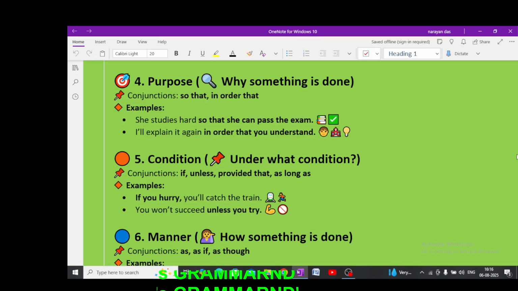I will explain it again in order that you understand. In order that you understand is the subordinate clause. In order that is the subordinating conjunction, and it shows the purpose of explaining again. So students, how easy is it? Try to make this type of examples, write out sentences.